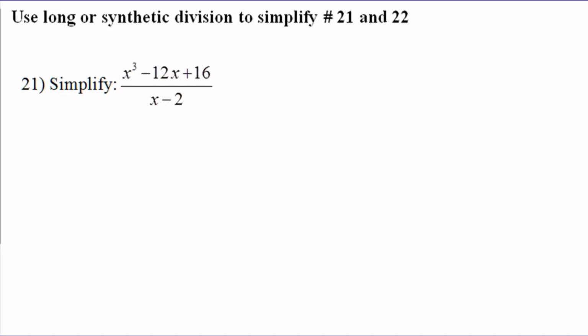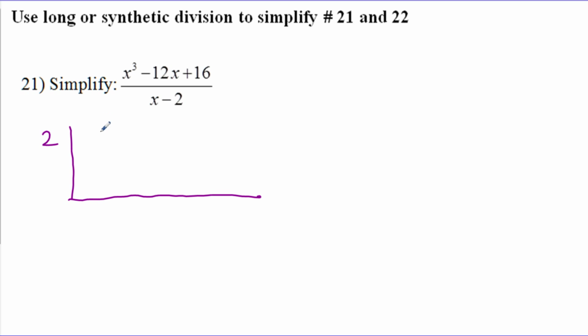Problem number 21 is asking us to use synthetic division in order to simplify this expression. So remember, synthetic division means making the denominator equal 0. If we set this equal to 0, we'd have a 2. So 2 is my outside value. And then I'm going to set up the synthetic division symbol, and I'm going to put the coefficients for each of the terms in my numerator on the inside.